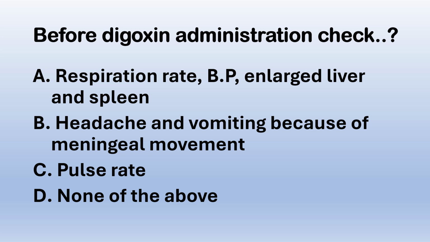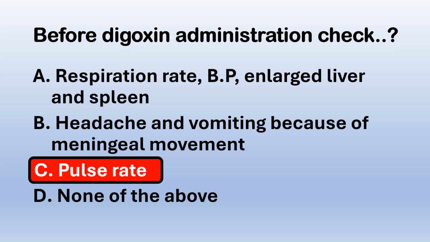Before digoxin administration, check A. Respiration rate, BP, enlarged liver and spleen, B. Headache and vomiting because of meningeal movement, C. Pulse rate, D. None of the above. And the answer is C. Pulse rate.